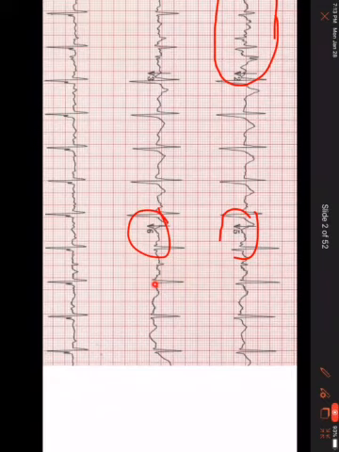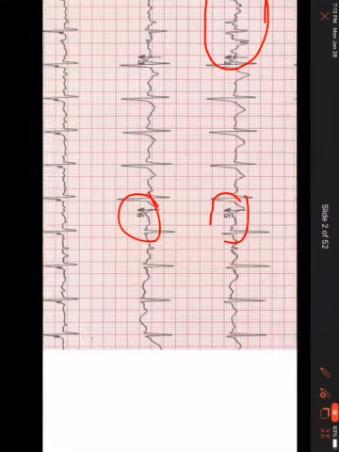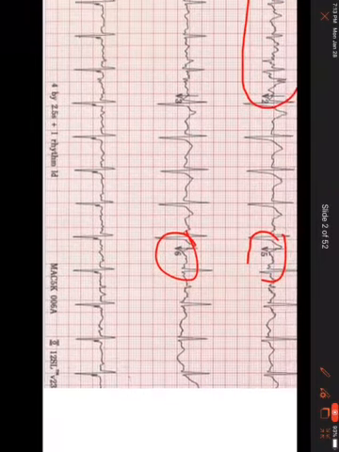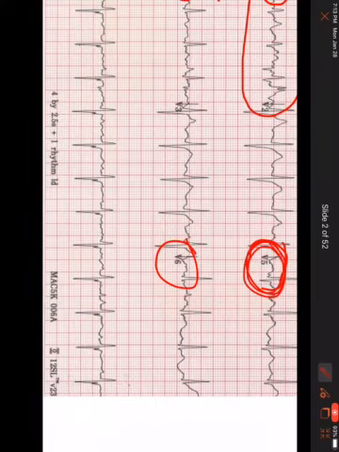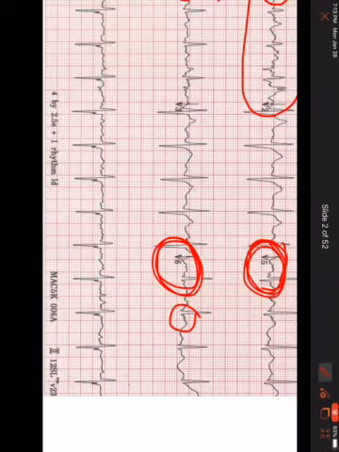And the answer is no, because V5 had no elevation, right? At V6, we say there might be some elevation, or it could just be a weird baseline, I don't know. You have to have elevation in 2 or more anatomically contiguous leads to identify it. And right now, without having elevation in V5, without having elevation in I and aVL, we don't have enough evidence to support this being elevation.